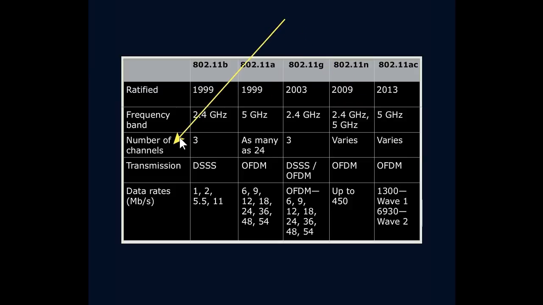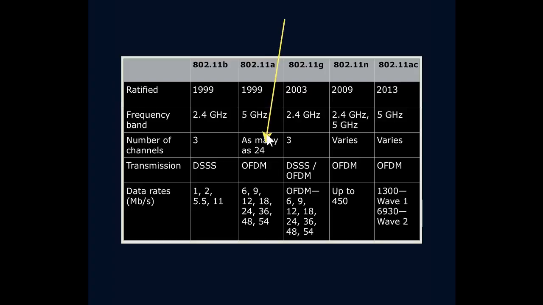Channels, and by this we mean the number of unique non-overlapping channels. With 802.11b at the 2.4 gigahertz, you have 1, 6, and 11 that are available according to the FCC in the United States, and that's what this is focusing on here, so 3 channels. G in the same frequency range also supports 3. But then when we look at 802.11a, it supports as many as 24.